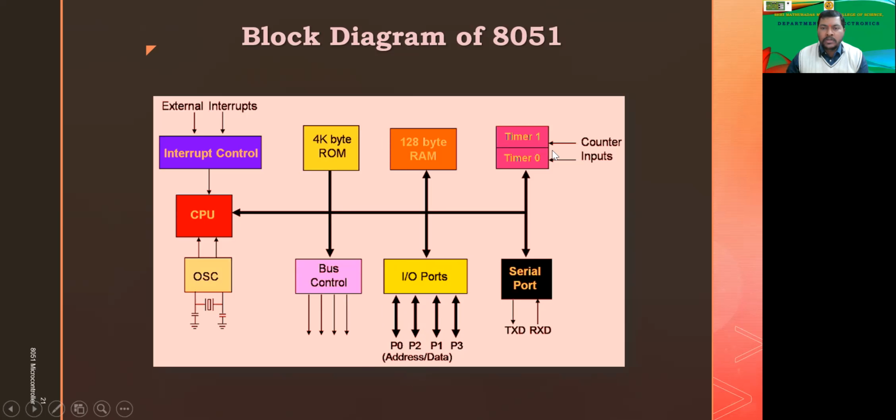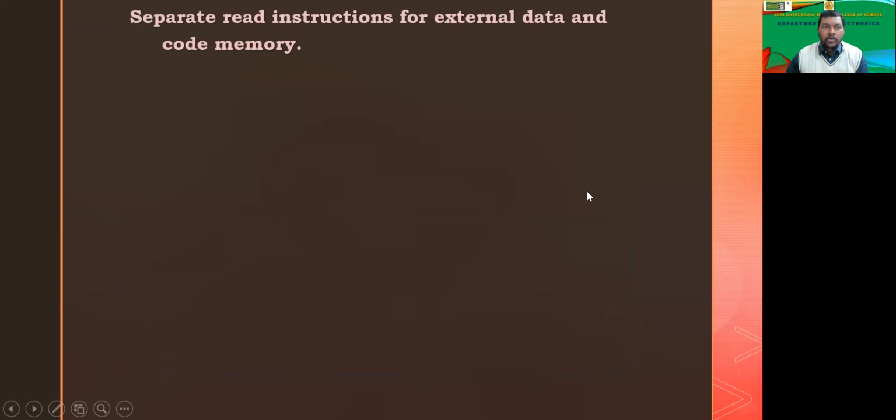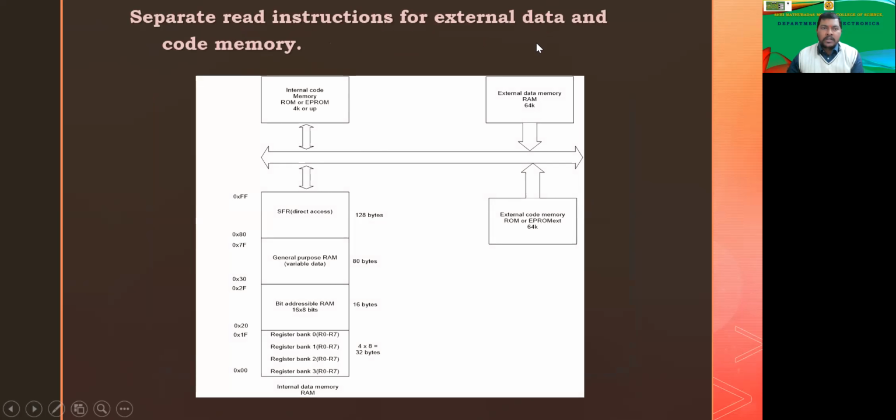Then we have a serial port. Then we have timers, which give signals to the outside world. It has 128 bytes of RAM, 4 kilobytes of ROM, and also interrupt control. And this is the CPU, which is connected to all the other peripherals of the microcontroller. Now, there are separate read instructions for external data and code memory. This is a basic concept where we require some instructions meant for the data which is kept outside the memory, outside the microcontroller, right?